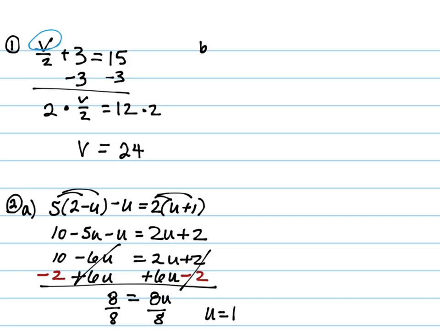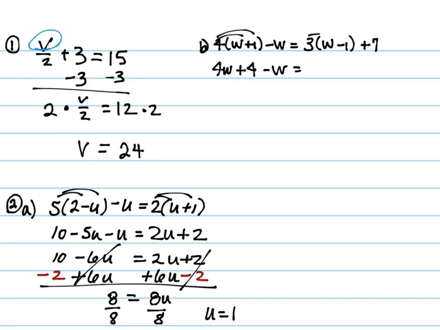On part B, that equation starts out 4 times w plus 1 minus w equals 3 times w minus 1 plus 7. Okay, so just like on the other one, we've got some distribution to start with. So I have 4w plus 4 minus w equals 3w minus 3 plus 7. So on the left I have 3w plus 4, and then on the right I have 3w plus 4.